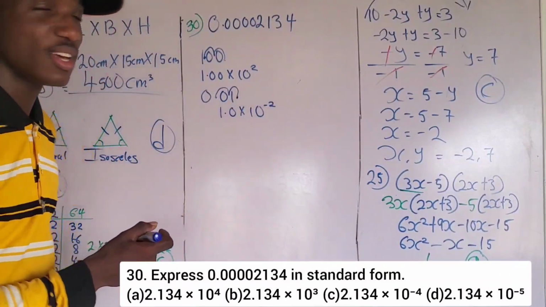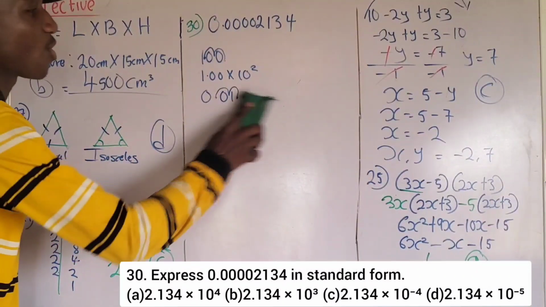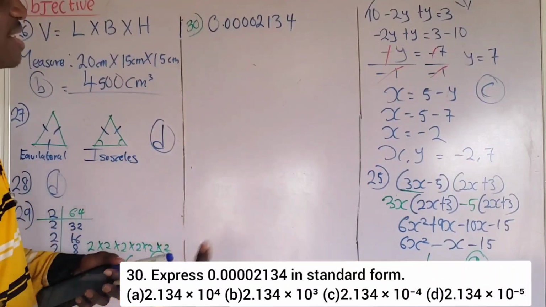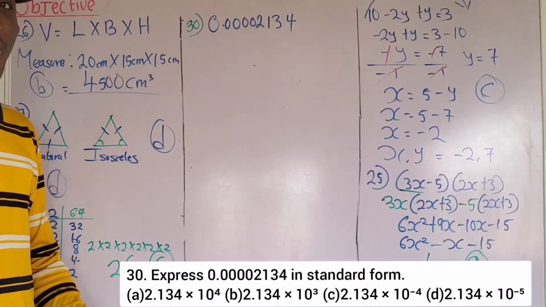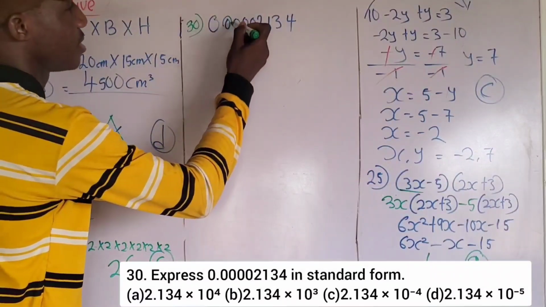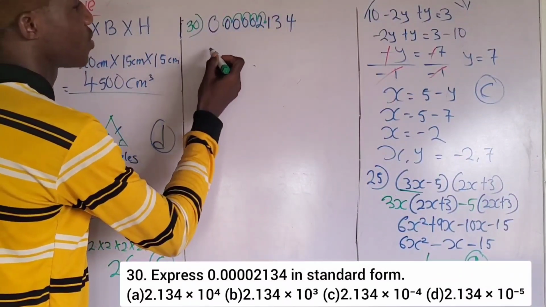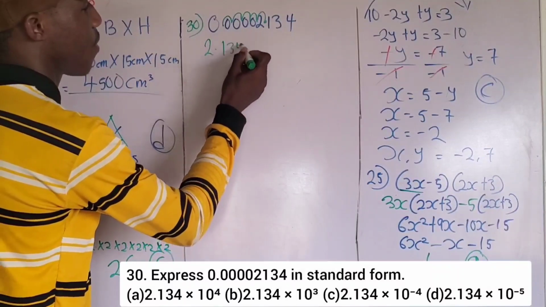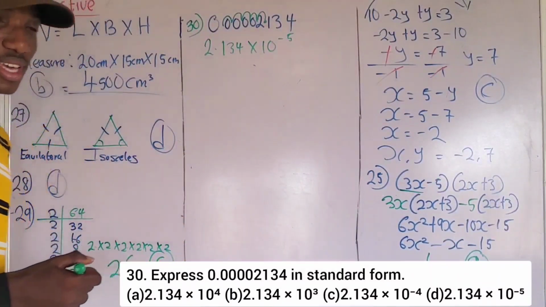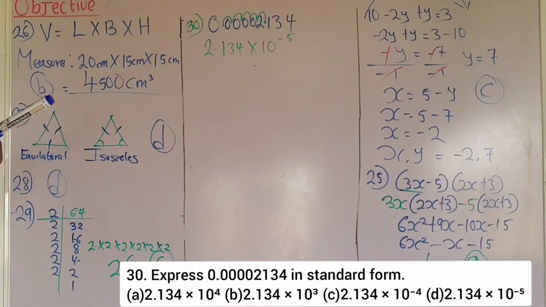Do you understand? Okay, now let's go back to the question. The reason why I explained this is because the decimal point, you're going to move it to the right hand side. The power that the 10 is going to have is what? Will be negative. So I'm going to have 1, 2, 3, 4, 5. Okay? So I'm going to have 2.134 times 10 raised to the power of negative 5. Do you understand? 2.134 times 10 raised to the power of negative 5.